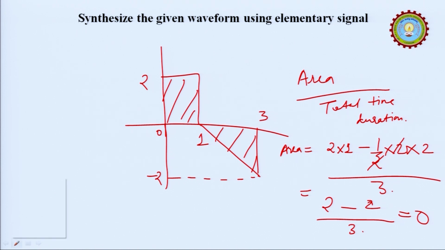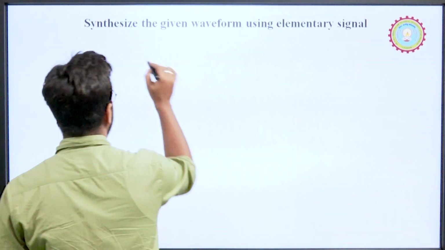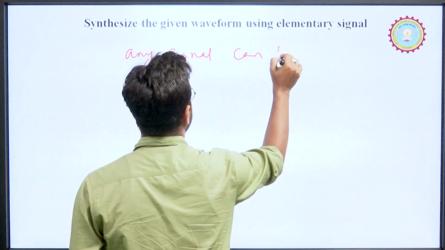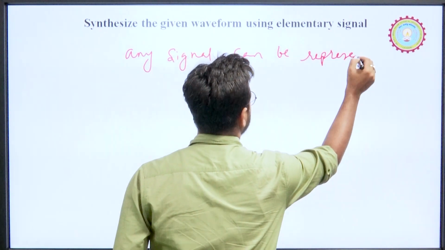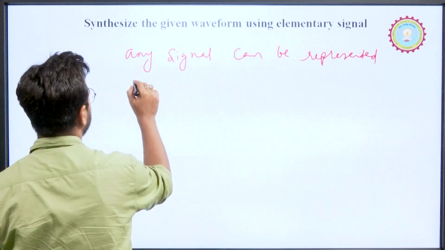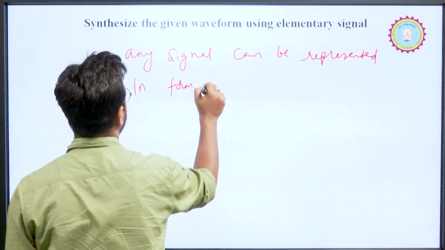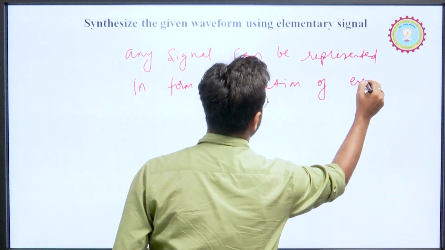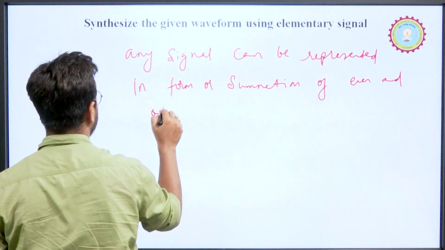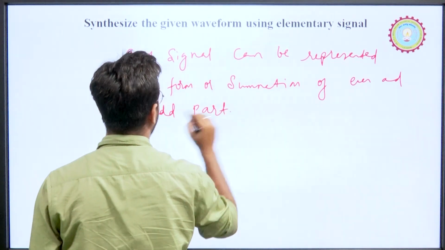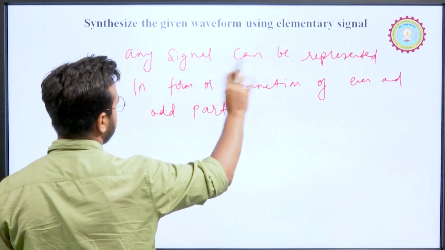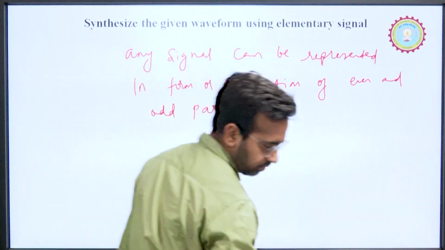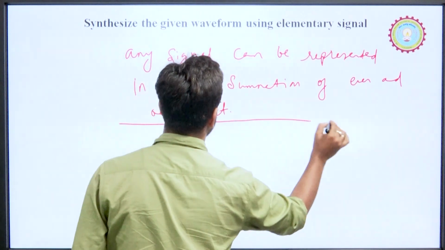Now, next thing, we have also discussed that any signal can be represented in the form of summation of even and odd part. Any signal can be represented in the form of summation of even and odd part. So let us see how we will do it. Suppose a signal is given like this. So let us prove this.